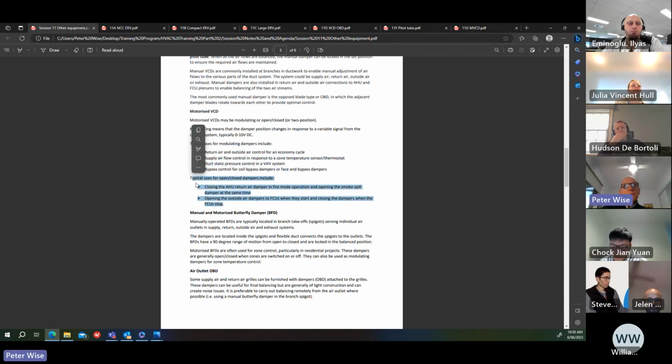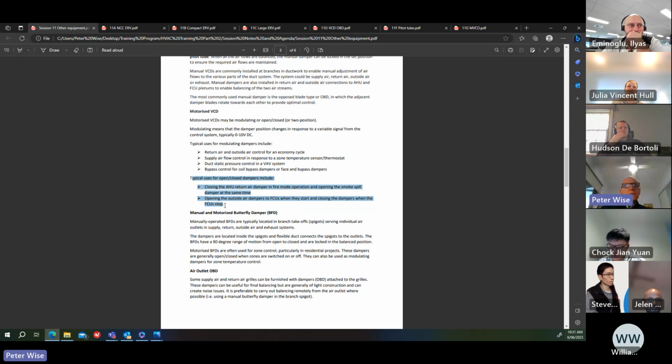Typical uses for open-close or two position dampers: closing the return air damper in fire mode operation and opening the smoke spill damper at the same time. So if you've got a multi-storey building, return air is going up a duct or a riser shaft, goes back into the air handling unit at the plant room, but also continues on to a smoke spill fan. So there's two motorised dampers there. There's one for the smoke spill, one for the return air. And in fire mode, return air closes, outside air opens. Smoke spill opens.